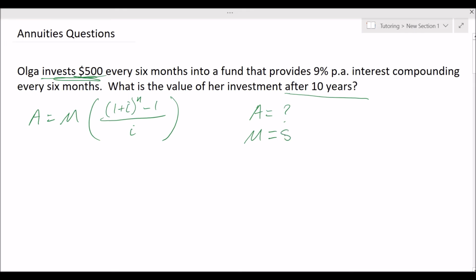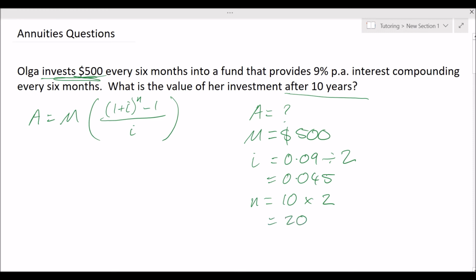We want to know what it is in the future. Our amount that we're depositing is $500. The interest rate is 9%, and we need to divide by 2 because it's semi-annually or half-yearly, however you want to say it. So that gives us a value of that. And 10 years with compounding periods every 6 months gives us a total of 20 compounding periods. If you pop all that into your calculator, you should get an answer of $15,685.71. How did you go?